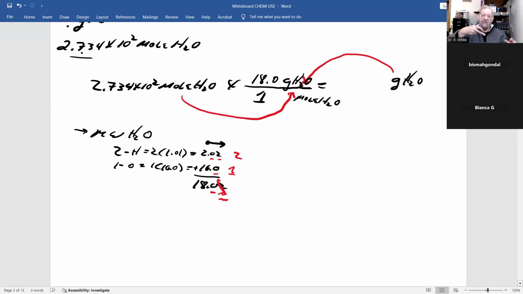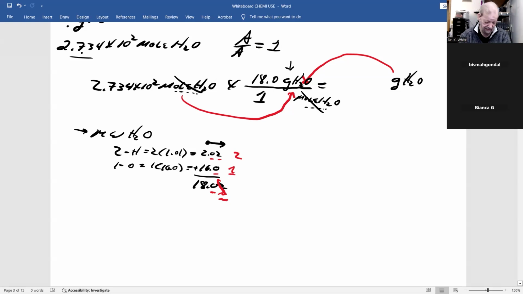Now, before I pick up my calculator, I'm going to check my units. Do I get the right units? And here we have moles of water divided by moles of water. Anything divided by itself equals the number 1, cancels out. Always do that check. We're left now with grams of water. Yay, that's what we want. And now I can pick up my calculator.